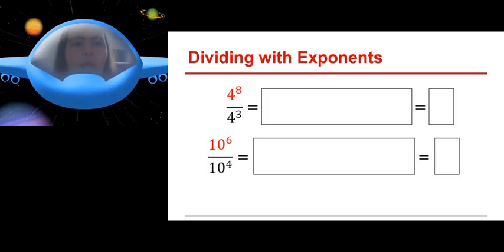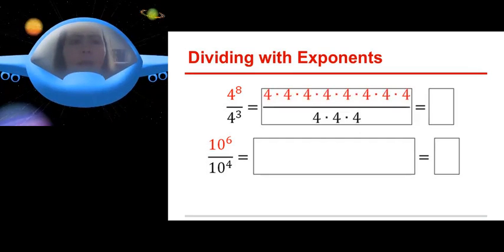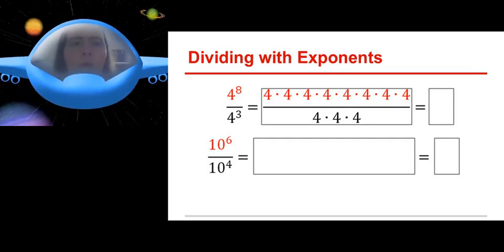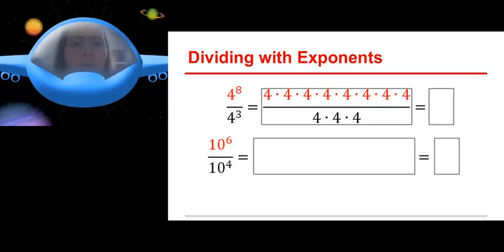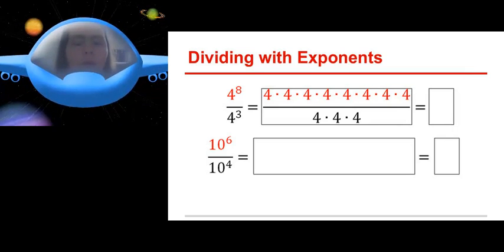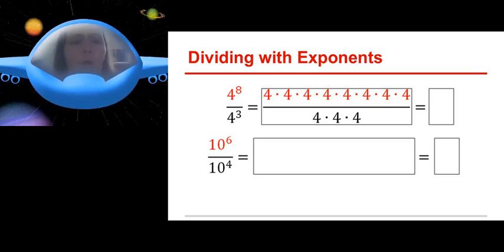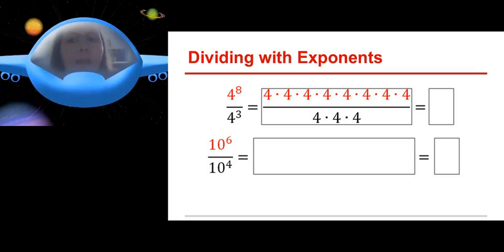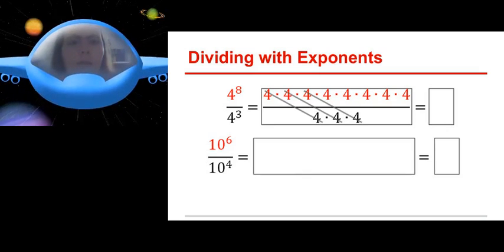So we have 4 to the 8 divided by 4 to the third. And if we expand that out, then we have 4 multiplied 8 times divided by 4 multiplied 3 times. And as we all know, 4 divided by 4 is 1. So every time we have a pair of 4s, one from the numerator and one from the denominator, then we can cancel those out, as I'm going to show you here.